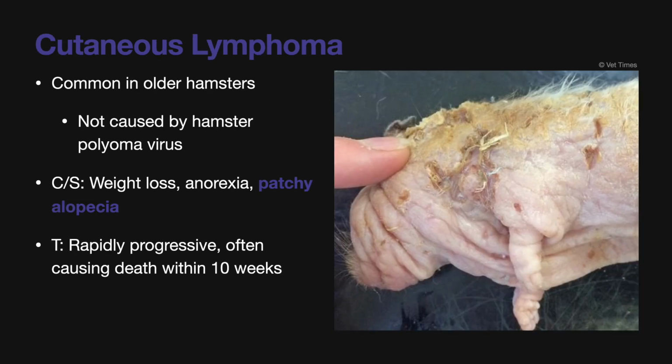Cutaneous lymphoma can also occur in older hamsters, unassociated with hamster polyomavirus. Clinical signs include weight loss, anorexia, and patchy alopecia. The disease is usually rapidly progressive, causing death within 10 weeks of diagnosis.